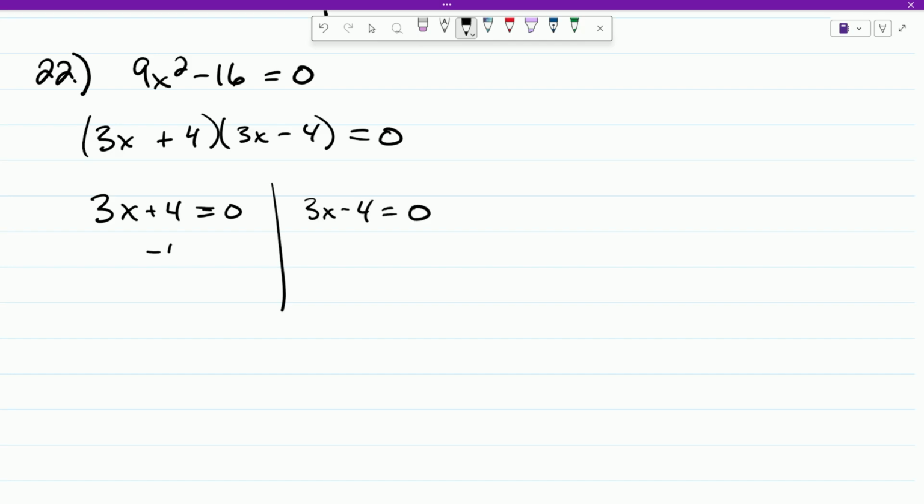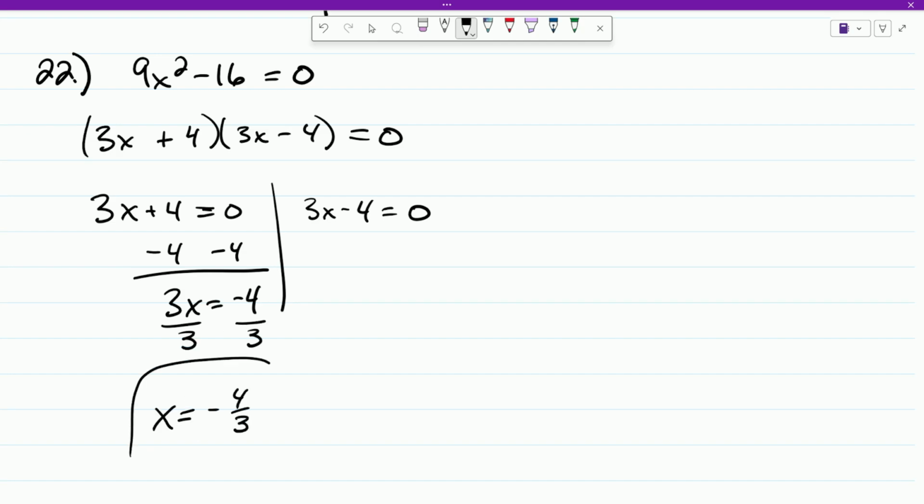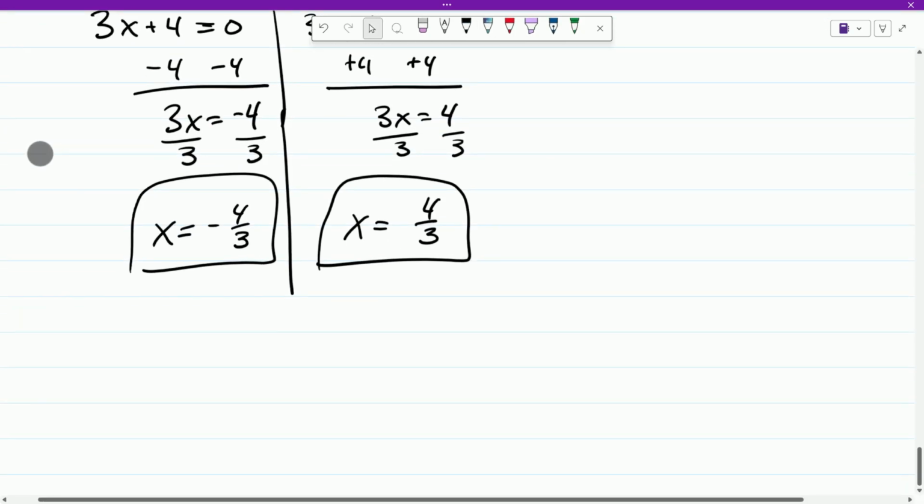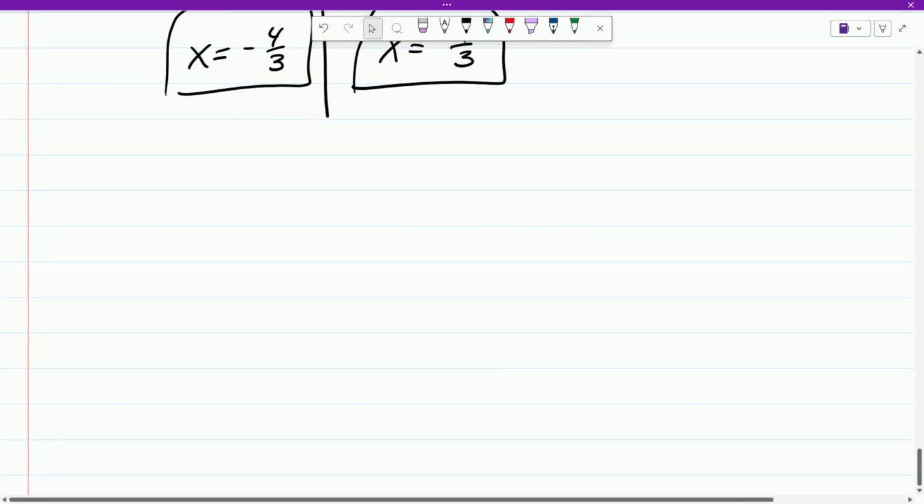For the first one, we subtract 4 from both sides. 3x equals negative 4. Divide both sides by 3. x equals negative 4 over 3. For the second one, we add 4 to both sides. 3x equals 4. Divide both sides by 3. x equals positive 4 over 3. All right, so I hope this made sense. All right, 24. Okay, 24.